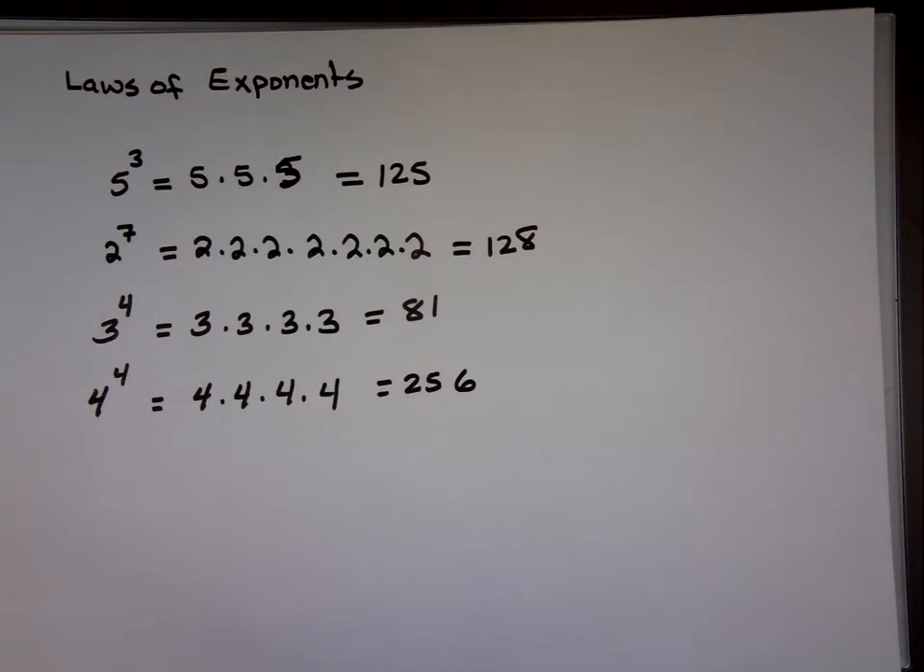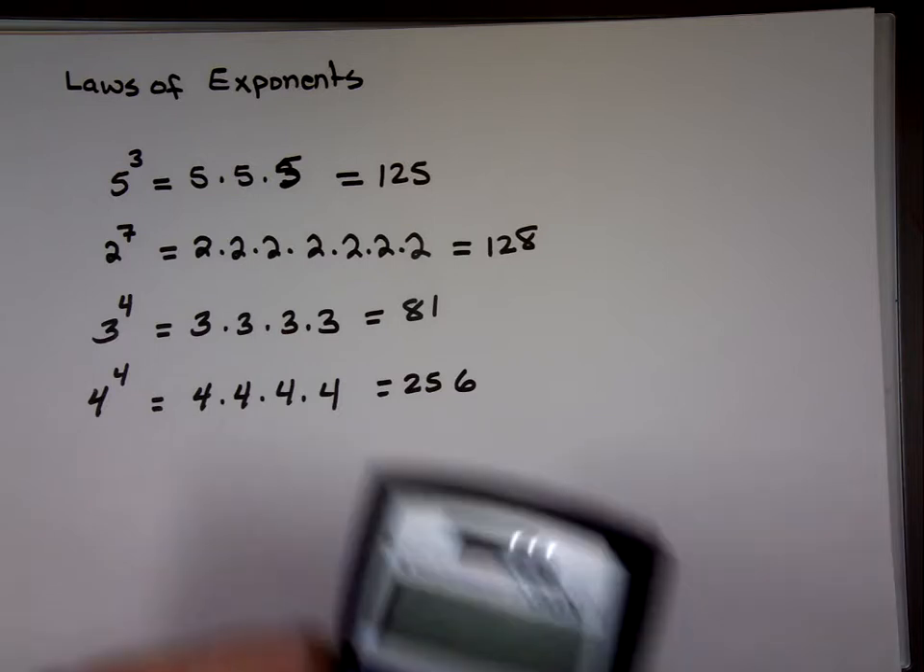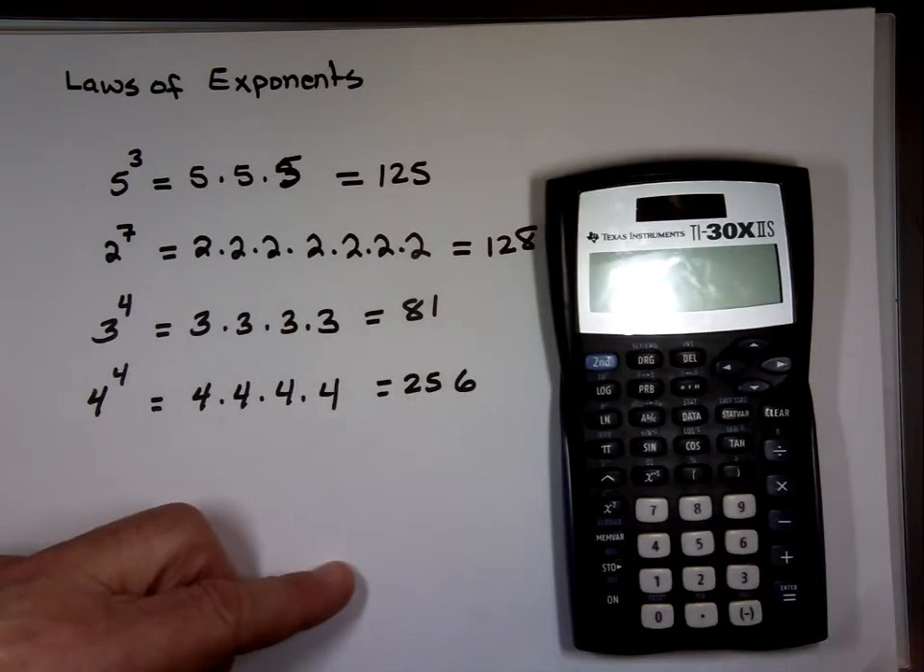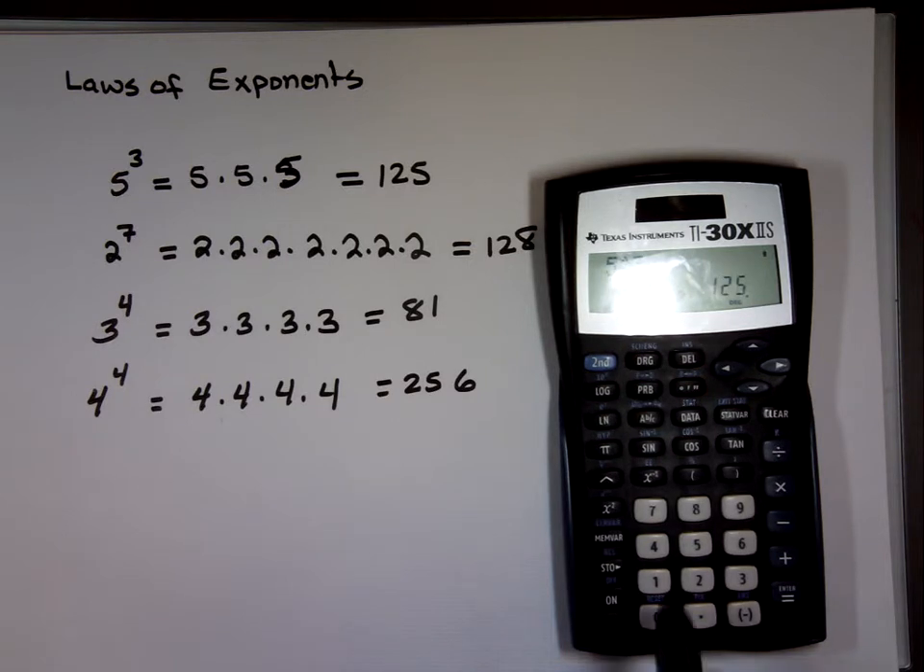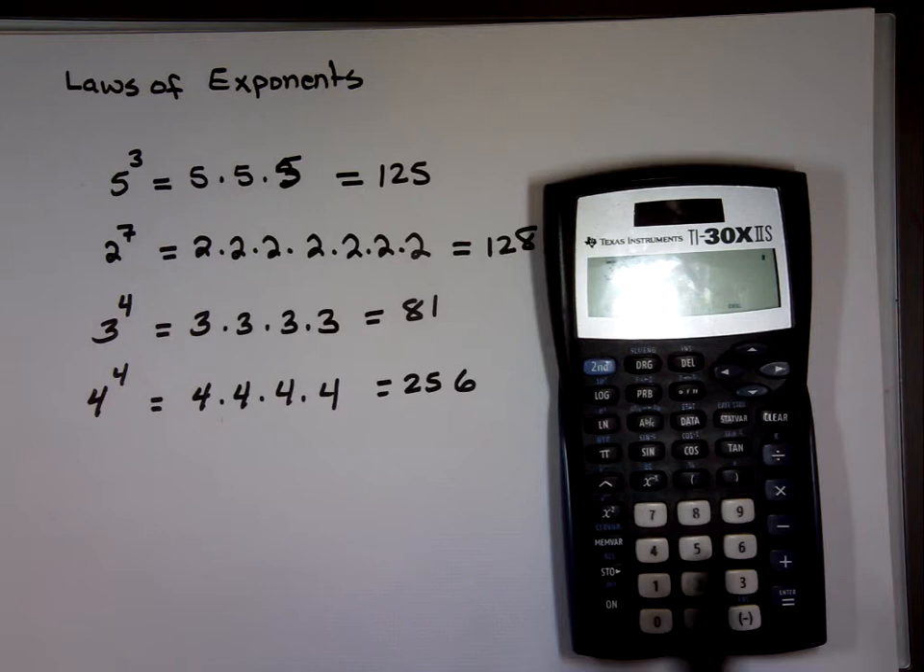I can test these on my calculator. Lucky I have a calculator that has a power button on it, to see if we did them right. This is my power button, that little upside down V. So I can write 5 to the power of 3 equals 125. 2 to the power of 7 equals 128. 3 to the power of 4 equals 81. 4 to the power of 4 equals 256. So we did them right.